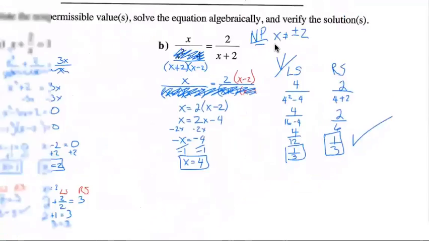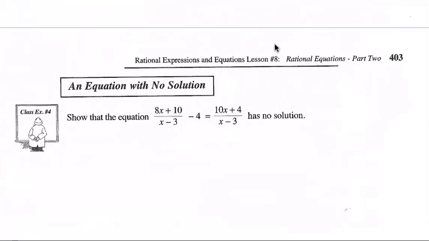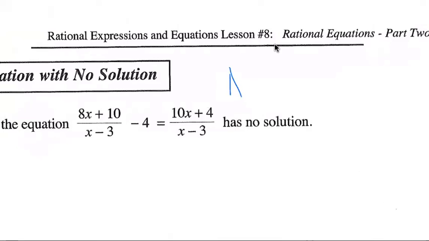And our last example. Example 4. Look, there's a hint. An equation with no solution. So what happens when we get one of these? Okay. So first of all, let's determine what our non-permissible values are. My non-permissible value, x cannot equal 3.